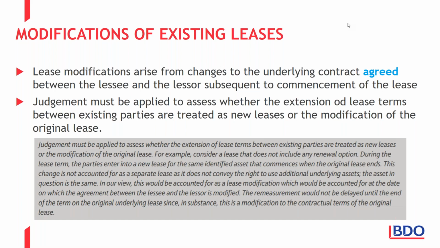We enter into this new lease, and although it's been signed 3 months ago, the new lease commences after the end of the previous lease, and we now do all our calculations of right of use asset and lease liability, and we book it at the start of the next 3 years. So that's one scenario.